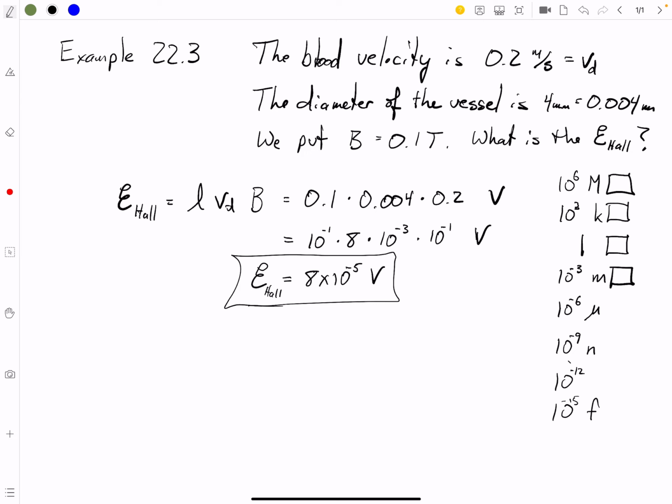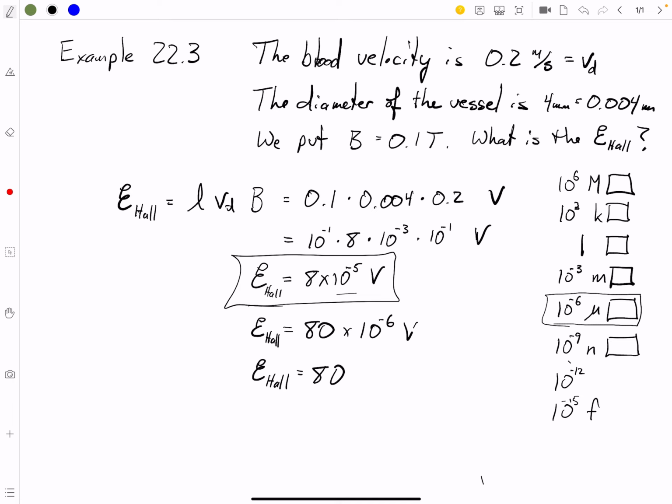Well, there I am failing. So look here, micro, 10 to the minus 6. We're at 10 to the minus 5. So we can divide by 10 and multiply by 10. So here's us multiplying by 10. Here's us dividing by 10. And there's our volts. So our E Hall is equal to 80 microvolts. Okay? Good.